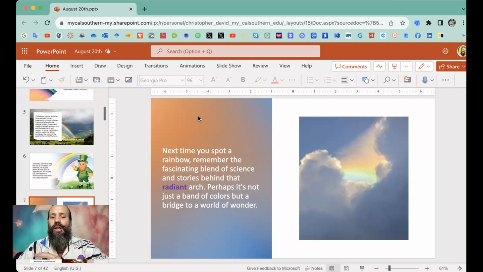Next time you spot a rainbow, remember the fascinating blend of science and stories behind that radiant arch. Perhaps it's not just a band of colors, but a bridge to a world of wonder.